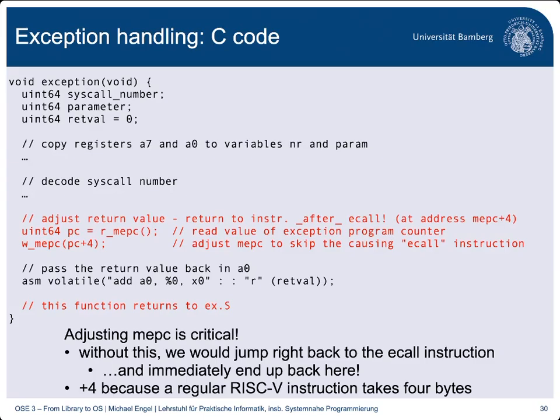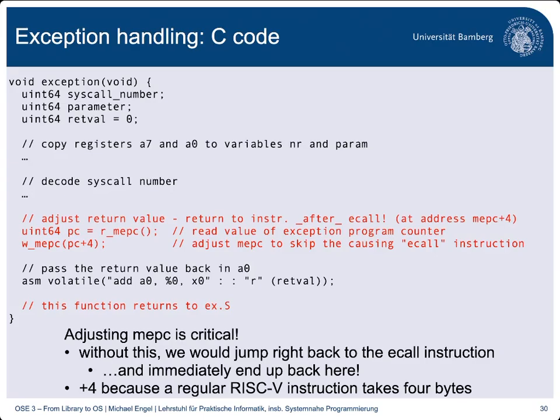So what's finally left to do is write our C handler code for exception handling. We've seen from our EX assembler function, we called a C function. Well, we didn't know it was a C function back then, but this one is, which is called exception. This doesn't get a parameter, so it has to fetch them from somewhere, from the registers somewhere. Then it has to decode the syscall number.